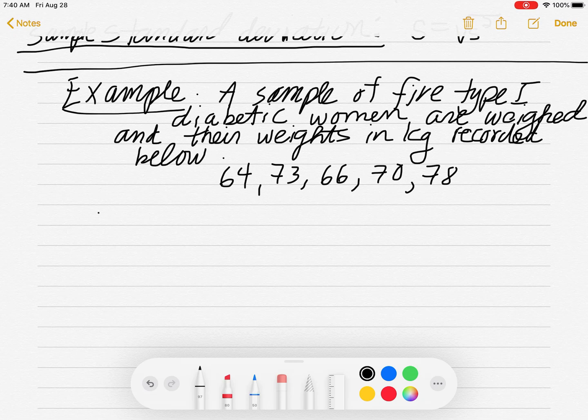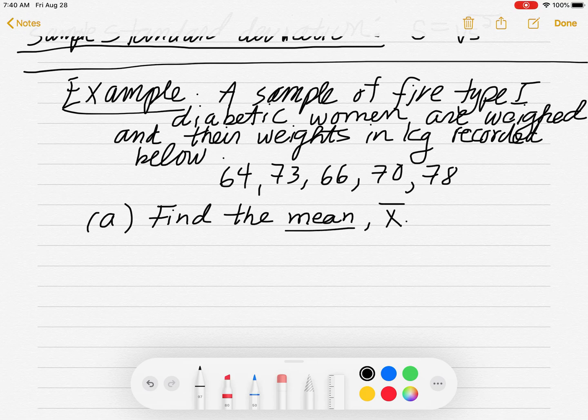First of all, part A, find the mean of the sample. We're going to call it X bar. So how do I find a mean? X bar is what? You add up all the data values and divide by n. So I'm going to add up all my numbers: 64 plus 73 plus 66 plus 70 plus 78.